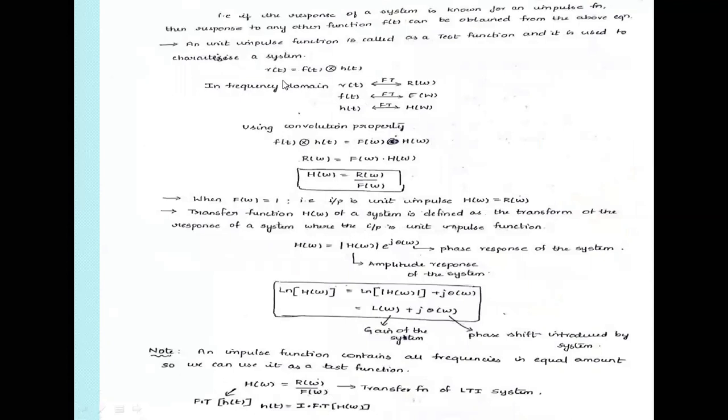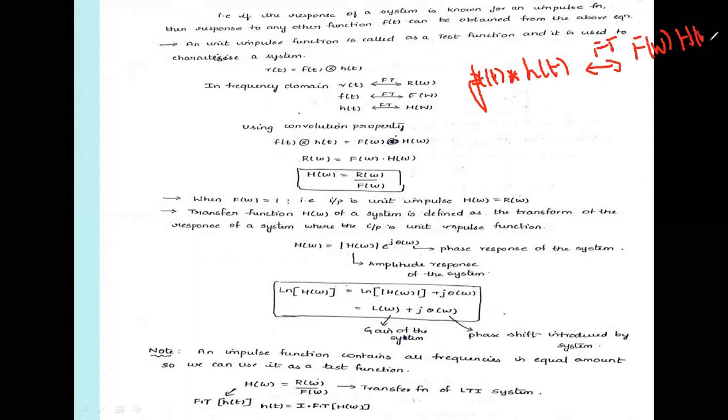In the frequency domain, r of t is r of omega, f of t is f of omega, and h of t is h of omega. We know this is one of the properties: convolution in time of f of t with h of t. Apply the Fourier transformation on both sides, and it becomes f of omega into h of omega.